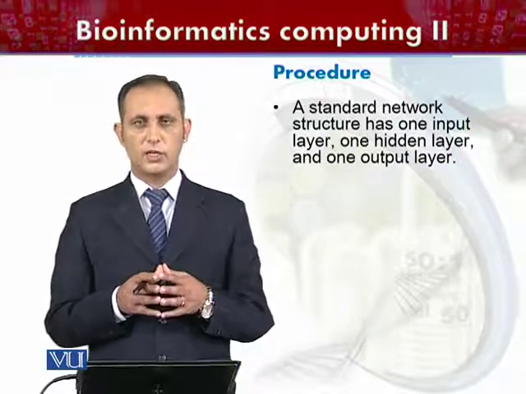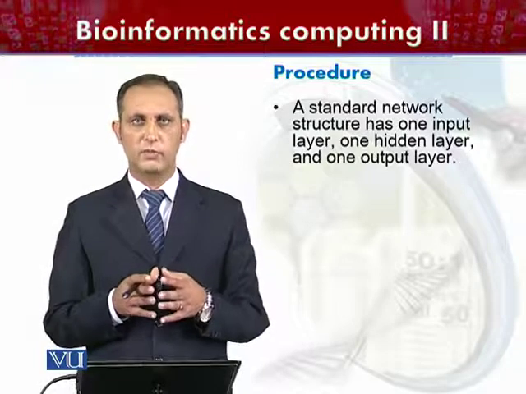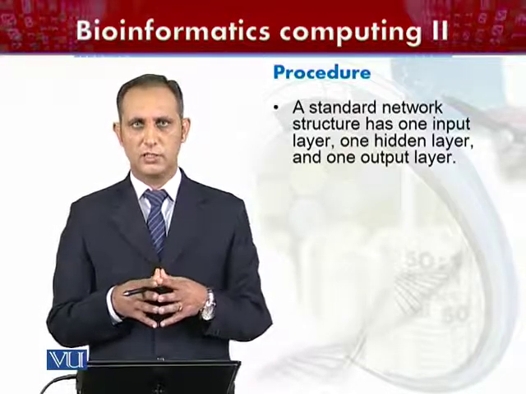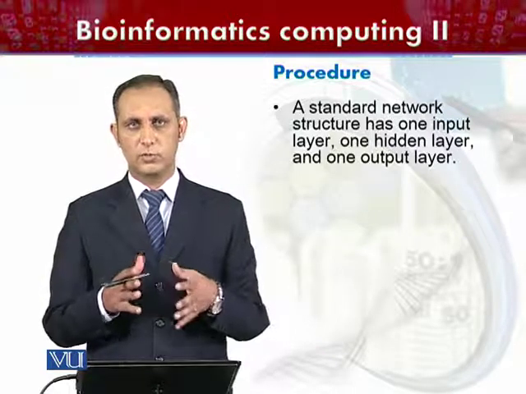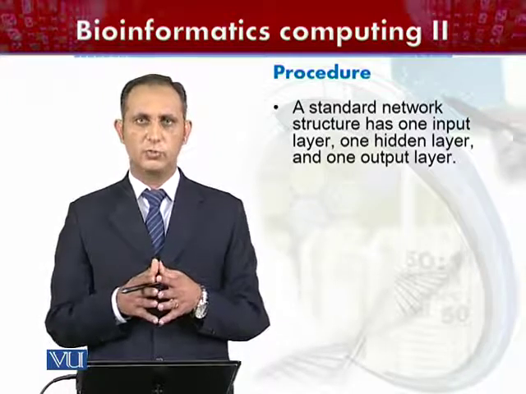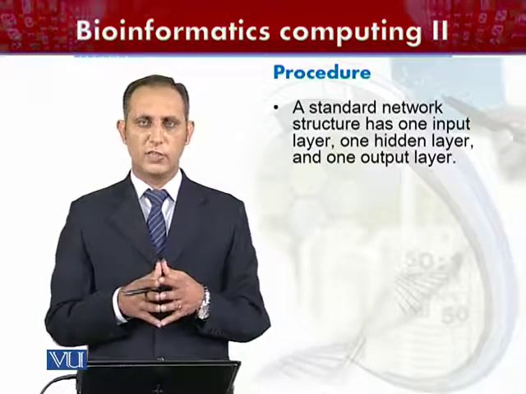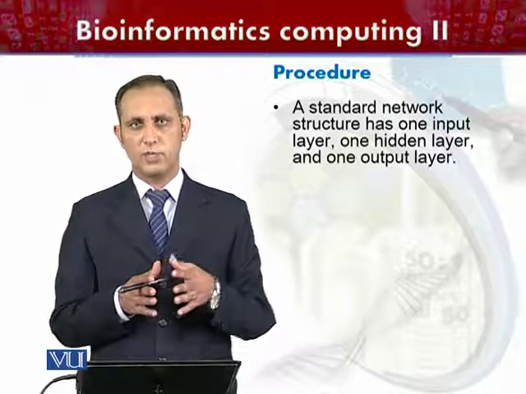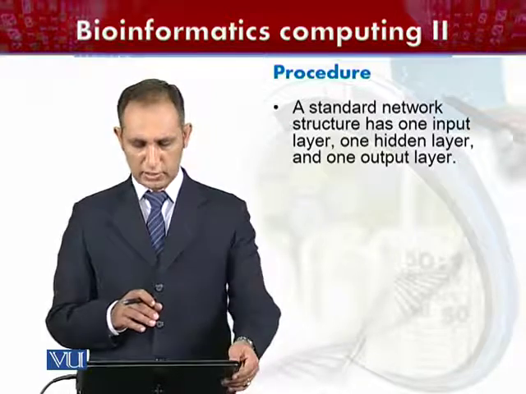A standard network structure has one input layer, one hidden layer, and one output layer. A standard network usually has these three layers, but it is also possible to increase the number of layers. This is what we call the depth of the network, how many layers a network consists of. But this is the generalized structure: one input layer, one hidden layer for the processing, and one output layer in the neural network.